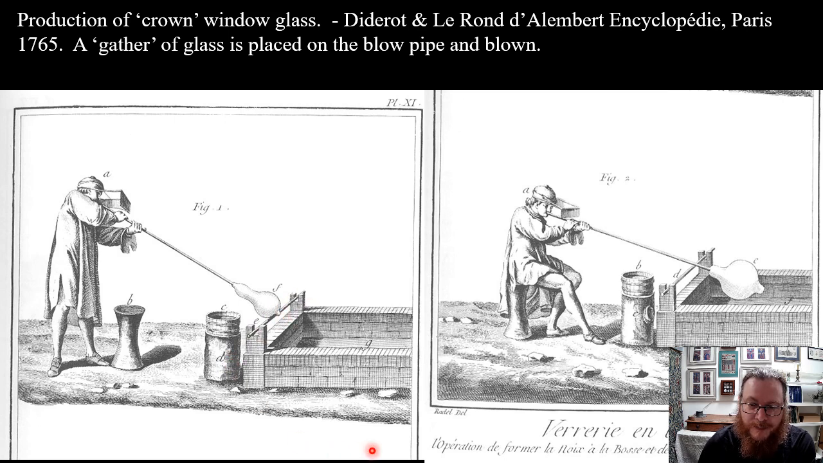Now the second worker takes over, and then he blows that shape into a globe shape, a larger globe shape. You can see that occurring here. Again, over this large trough and against this metal bar.